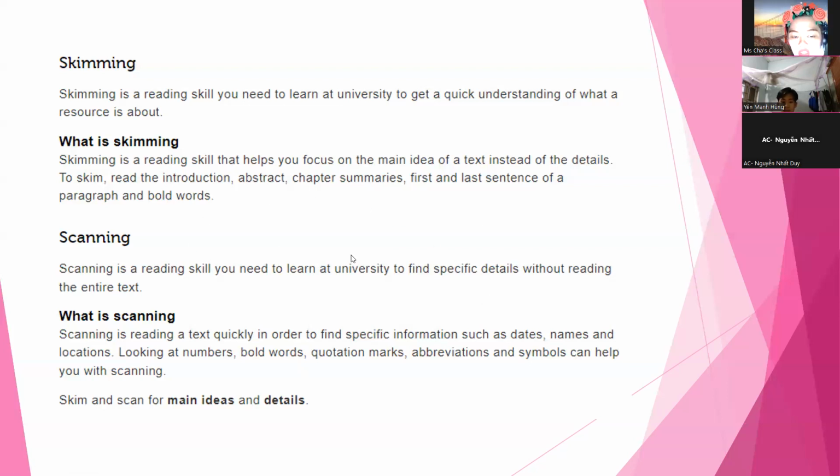So, with this one, what do you think is the importance of skimming and scanning? Based on the definition, what do you think are the advantages and disadvantages of skimming and scanning as a reading technique?